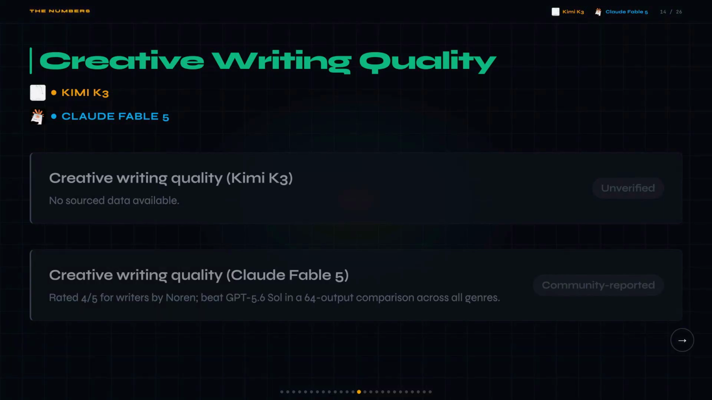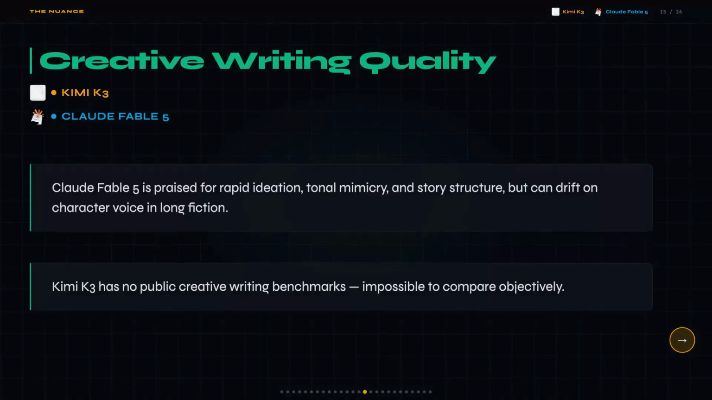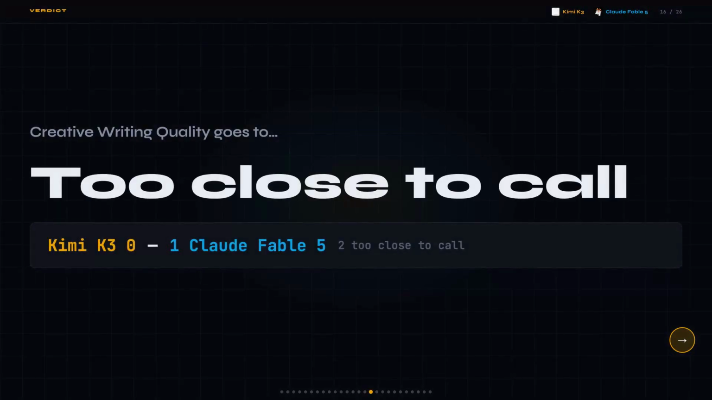Kimi K3, no published creative writing benchmarks at all. I looked, and there's just nothing to compare against. The hard truth is I can't hand this to Fable 5 just because Kimi has no data. That's not a fair comparison. Fable 5 also has a known weakness. It can drift on character voice in long fiction. So even where it has data, it's not a clean win. Test 3 goes down as another tie, but not the good kind.